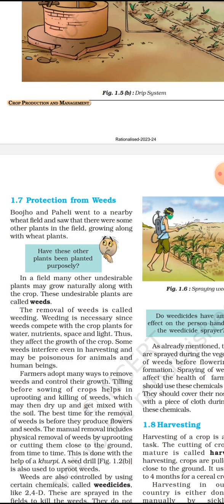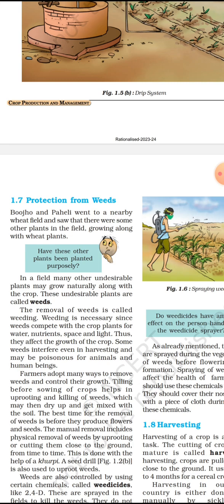One day Paheli and Boojho went to a nearby wheat field and saw there were other plants growing in the field along with the wheat. They were shocked and asked the farmer what these plants were and why they were growing there. Were they purposely planted? The farmer answered that no, these are not planted purposefully. These naturally grow along with the plants.